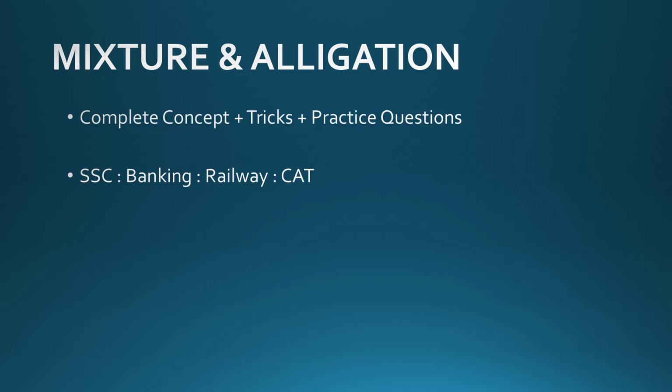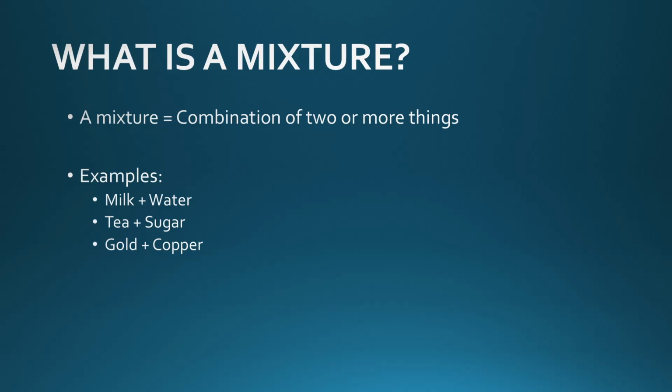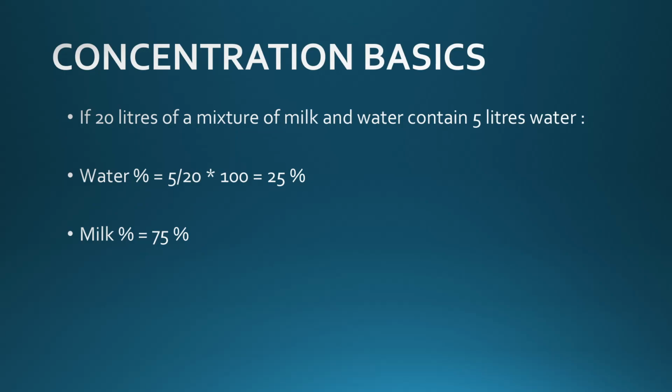So let's begin. A mixture simply means combining two or more substances. For example, milk mixed with water, tea mixed with sugar, gold mixed with copper. In aptitude, we mostly deal with ratios and percentages inside mixture. Suppose a container has 20 liters of liquid and 5 liters is water. Then water percentage becomes 5 divided by 20 multiplied by 100, which is 25%. The remaining 75% is milk. Always remember total percentage equals 100%.